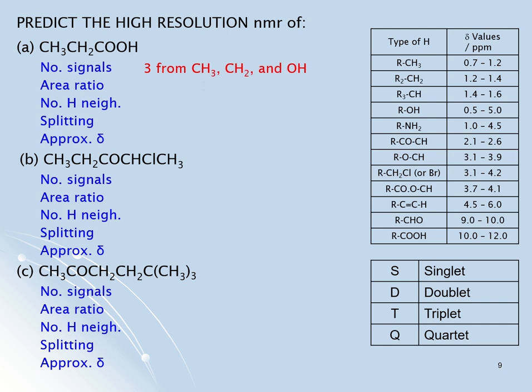So the first one, we're going to have 3 signals. We're going to have a 3, a 2 and a 1. The neighbouring hydrogens mean we're going to get splitting patterns of triplets, quartets, and we're going to get a singlet. This is going to be the most downfield, and this one will be the most upfield.